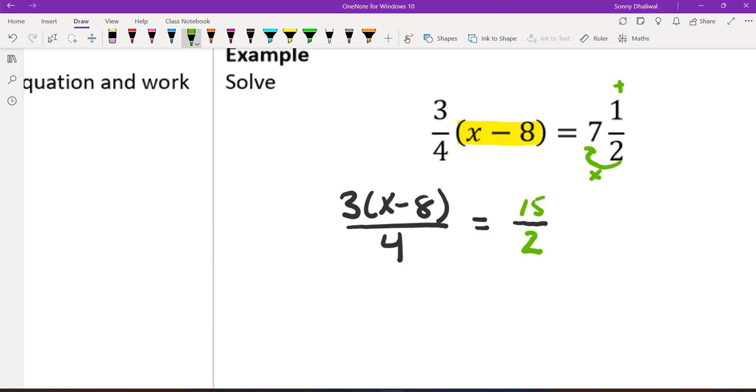Okay. So now it becomes a question somewhat similar to what we did before. So our strategy is the same. First thing to do is get rid of these fractions. What is our common denominator here? 4. Right, so we're going to multiply everything by 4. So you're going to put a times 4 here and a times 4 here. And now we're going to cancel.